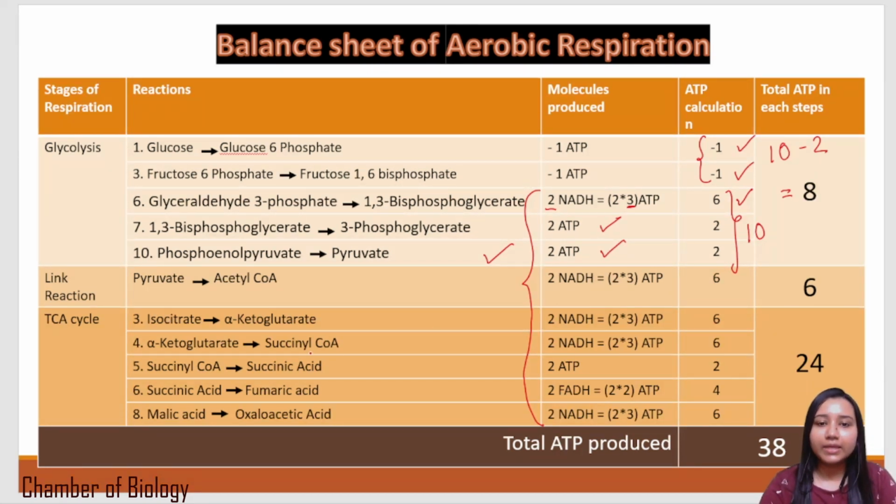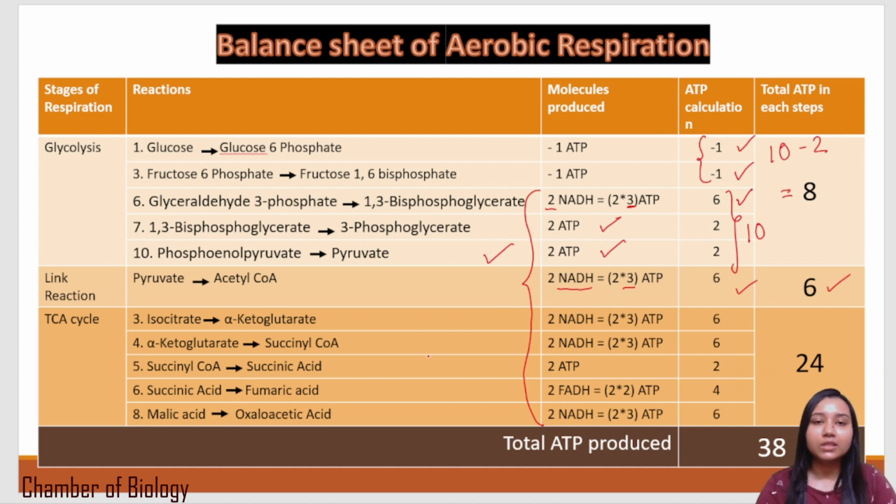Okay. Now the link reaction, as you see, the pyruvate, the pyruvic acid, is forming acetyl CoA. Again, there is going to be an oxidative decarboxylation where NADH is going to be produced. So we are going to multiply by 3. So 6 ATP is produced in the link reaction.